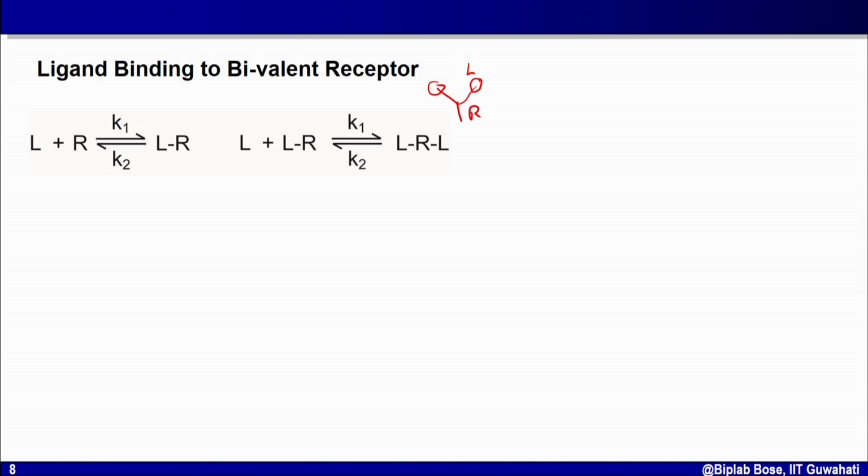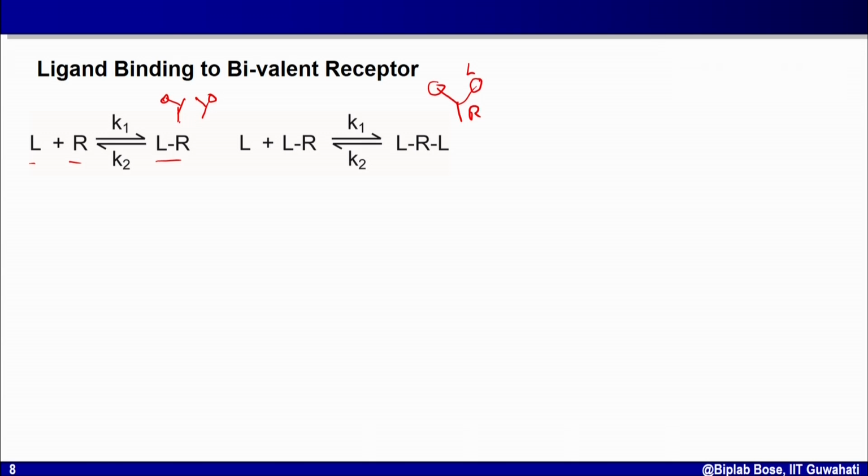So I can break down this whole process into two steps. One, ligand binds to receptor to form a ligand receptor complex. So this can be like this, ligand is bound here, or it can be like this. Two configurations are possible, right? Both of them are actually LR. Both are complexes where there is only one molecule of ligand and one molecule of receptor.